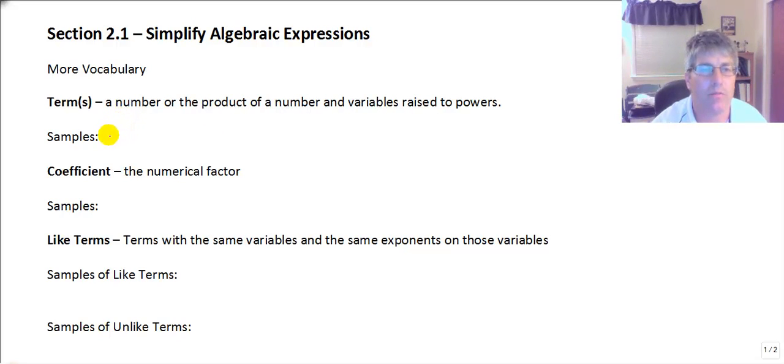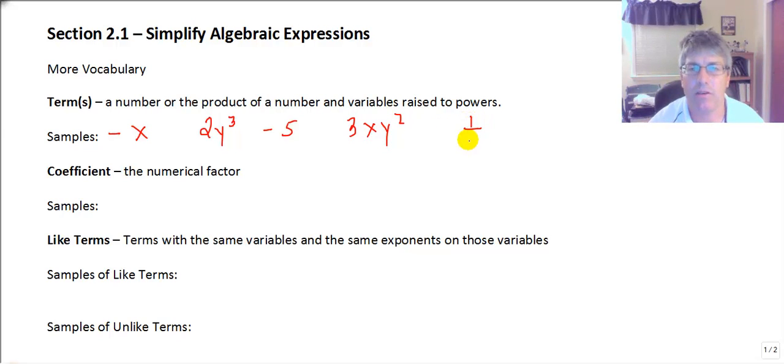So, some samples of terms. Negative x is a term, or 2y cubed is an example of a term. The integer negative 5 is a term. 3xy squared could be a term. You can even have fractions in terms: 1/4 x squared y cubed. So all those are different examples of terms.